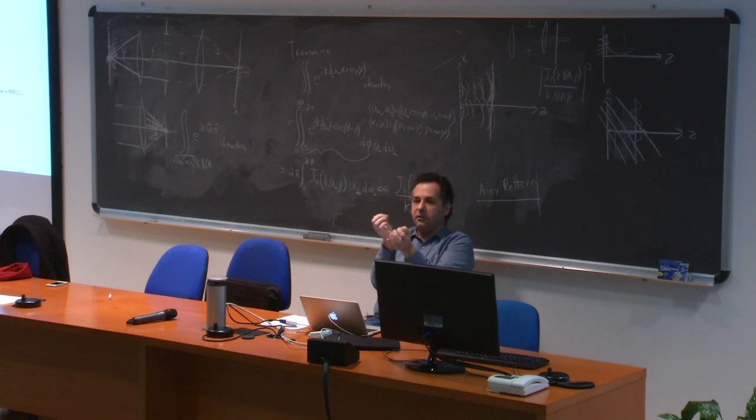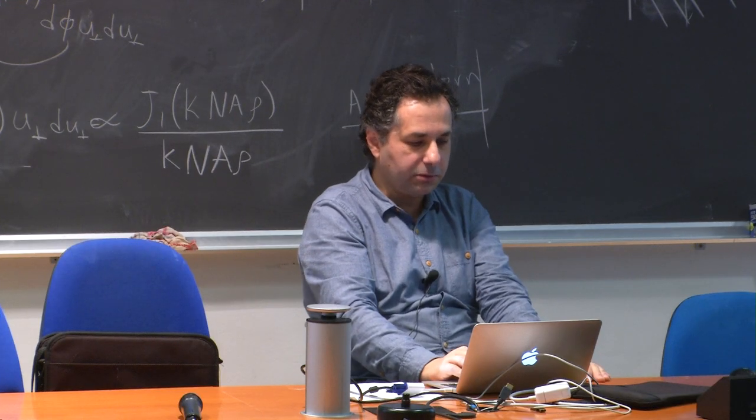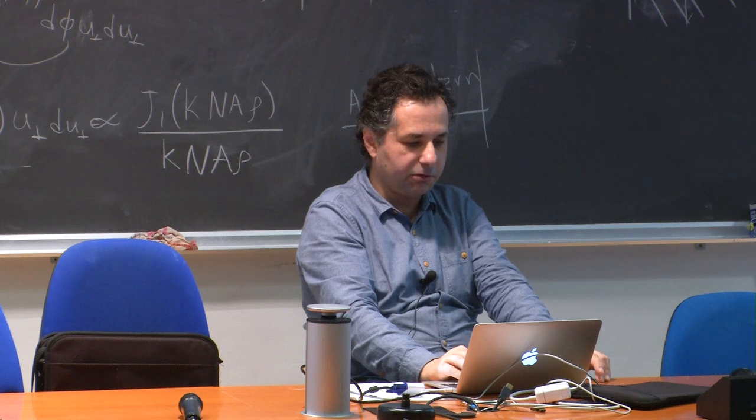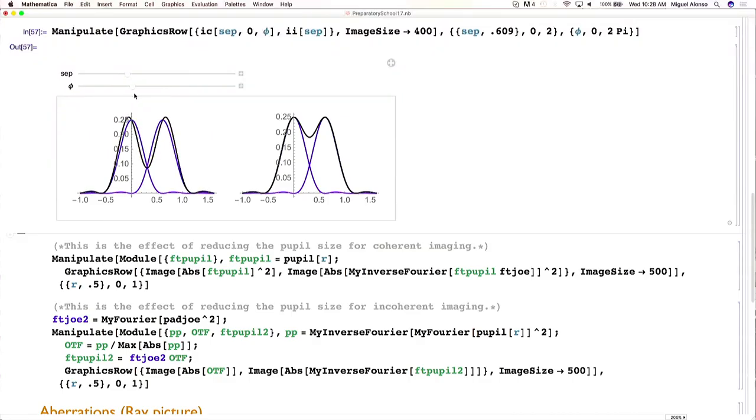Now, it could be that the phase between them is slightly different, and that's what I'm changing here. If I phase one with respect to the other, then actually if they're completely out of phase, it is better than the incoherent case. This black curve now goes even down to zero. So we can really tell very clearly that there are two things.